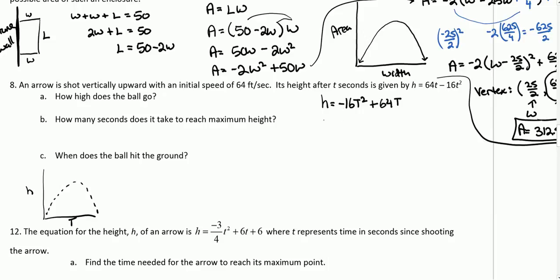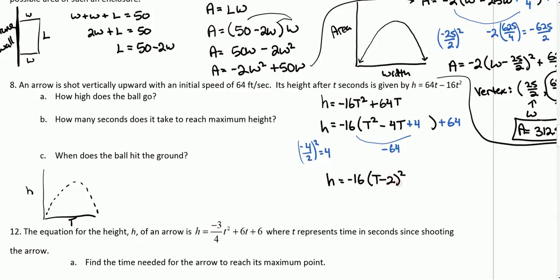So I'm going to focus on getting it in vertex form. Factor out the negative 16. You get t squared minus 4t. Leave a little room to complete the square. We cut 4 in half and square it. We end up getting 4, so I'm going to add 4 here, which really has a value of negative 64. So I add 64. And now factor, so the height is negative 16 times t minus 2 squared plus 64. Our vertex is going to be 2, 64, where 2 is the time in seconds, and 64 is our maximum height.